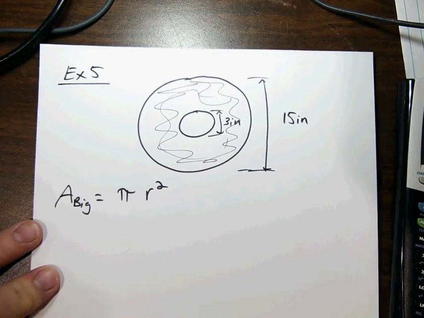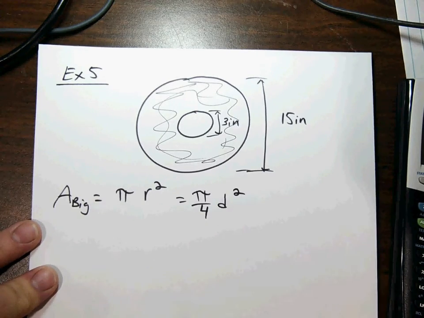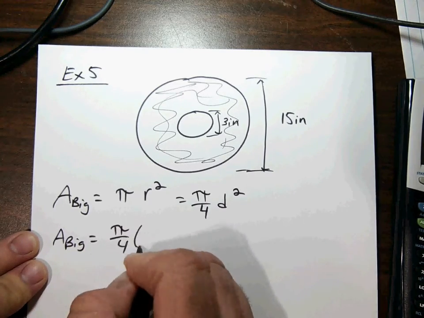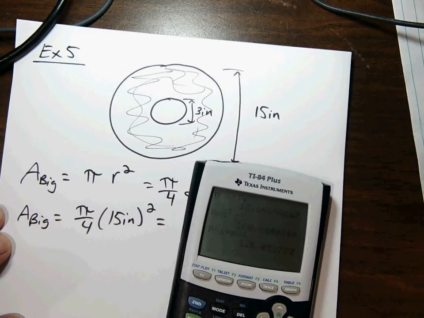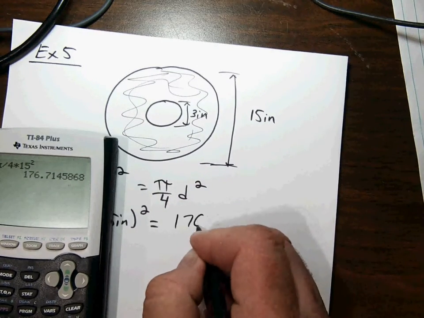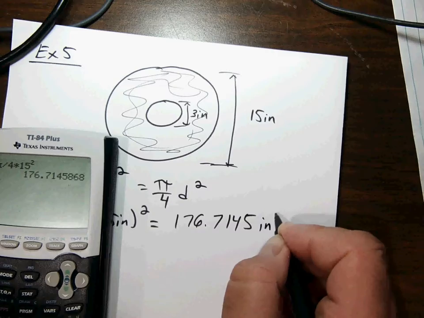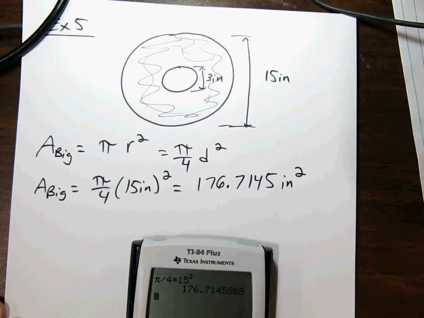Or if we're given diameters, it can be pi over 4 times diameter squared, okay? So area of the big is going to be pi over 4 times 15 inches squared. What's that going to be for us? Pi divided by 4 times 15 squared equals 176.7145 inches squared. We'll do some rounding at the end here, so I'll leave all those decimals. Okay, that's the big one.